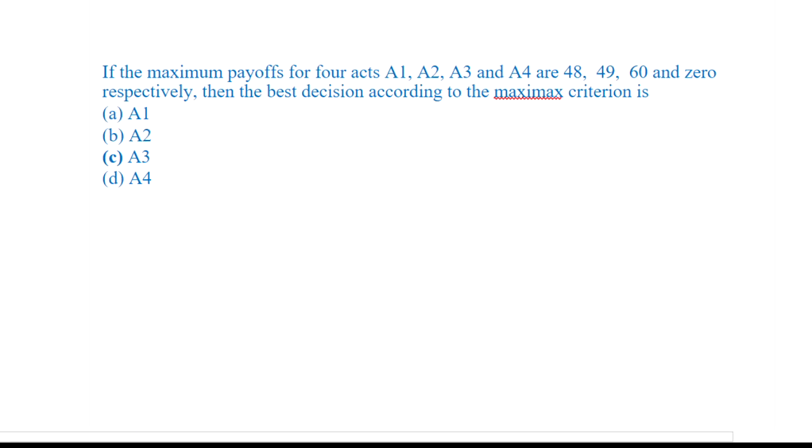The question says if the maximum payoffs for 4 acts A1, A2, A3, A4 are 48, 49, 60 and 0 (please understand, 0 is also one of the values), then the best decision according to Maximax: from the maximum payoffs I want to select the maximum value. What is the maximum value? 60, and 60 corresponds to which act? A3, and hence A3 is the best act. Okay, moving on to the next question.